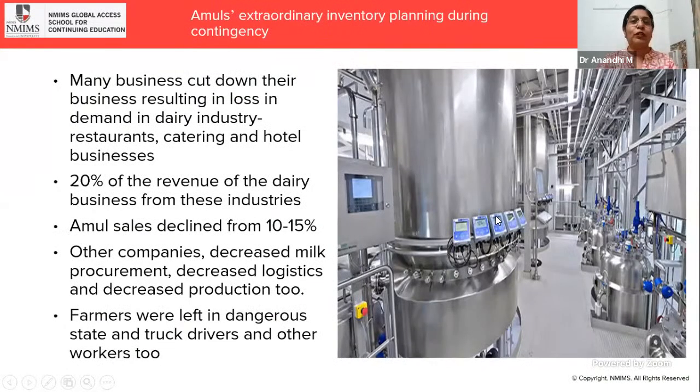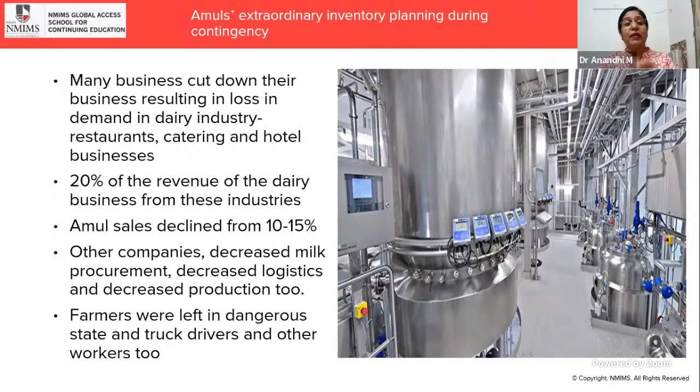So that's what I have told here, their extraordinary inventory planning during the contingency. Many businesses cut down their business, especially because most of them were catering to restaurants, hotel business and all that. So 20% of the revenue for all these dairy producers was coming from the restaurant businesses, but all the restaurants were closed down. So it was a panic situation for them.